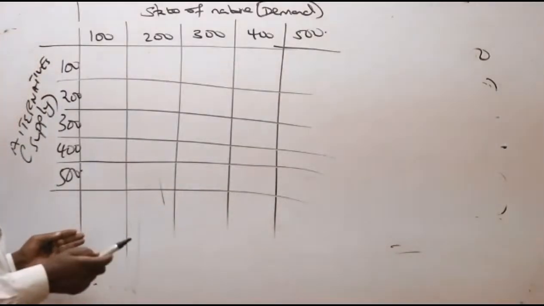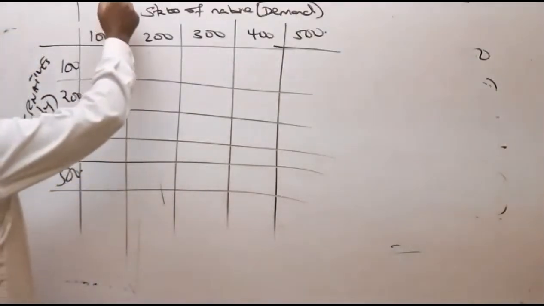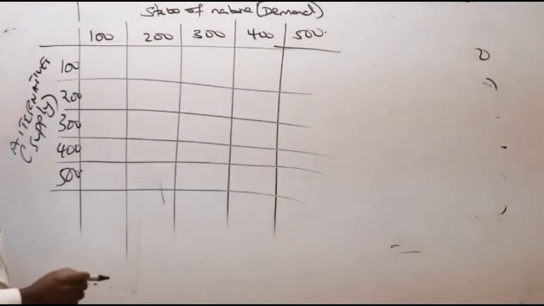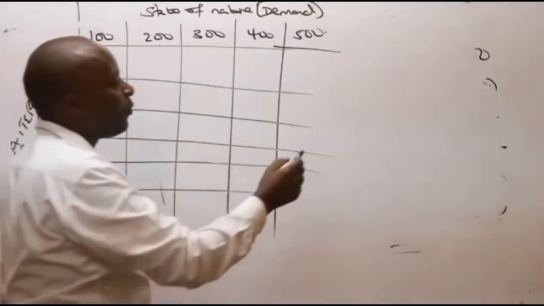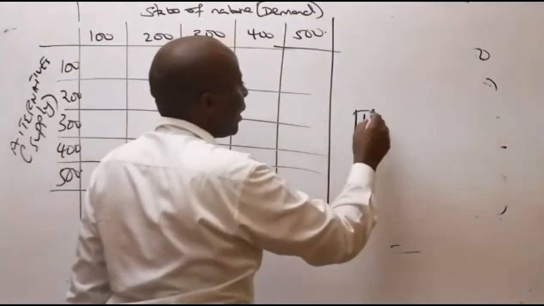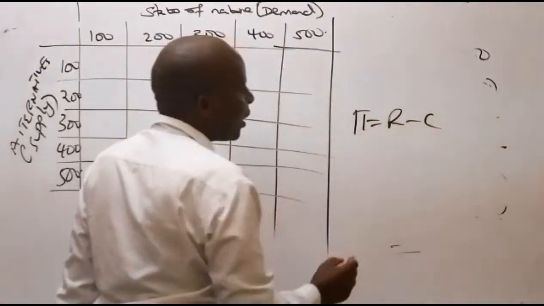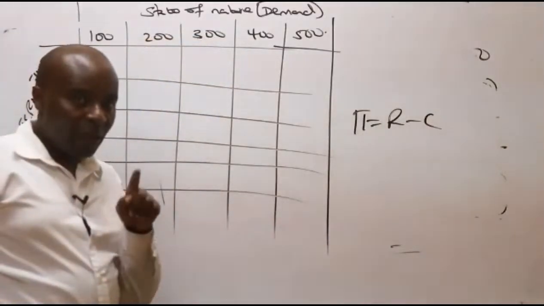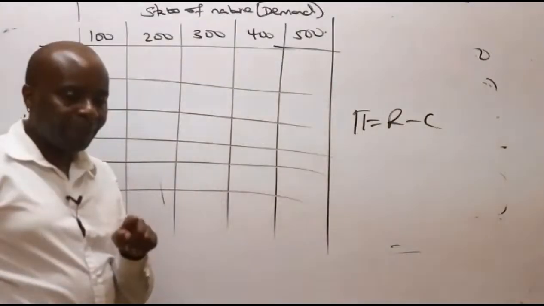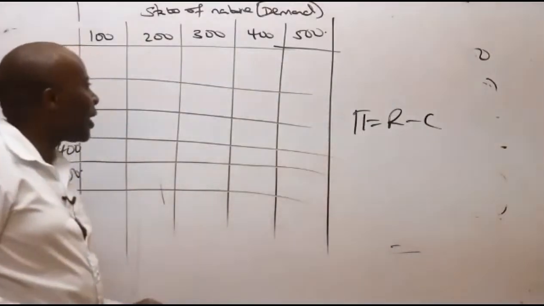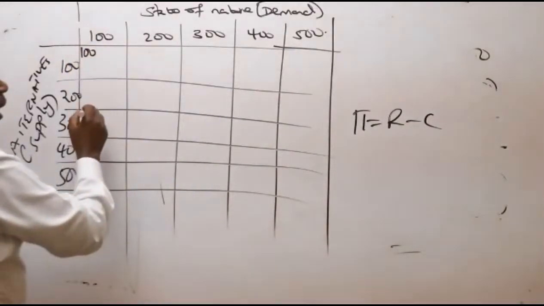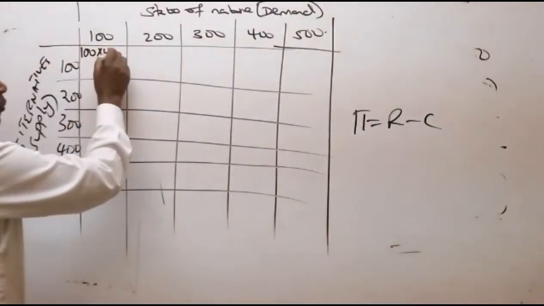If we sell 100 crates, ladies and gentlemen, remember that our profit is revenue minus cost. How do I get revenue? To get revenue, we normally take price times quantity. So here we shall be selling 100, right? And each crate we are selling for 450.